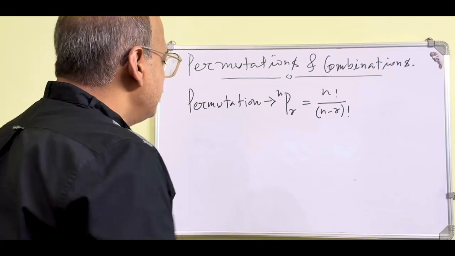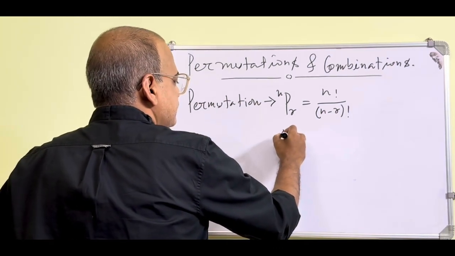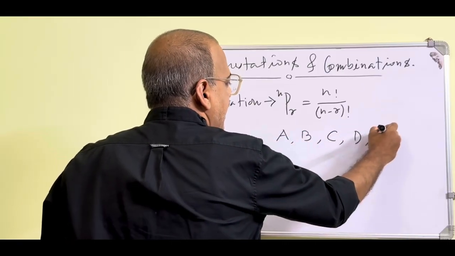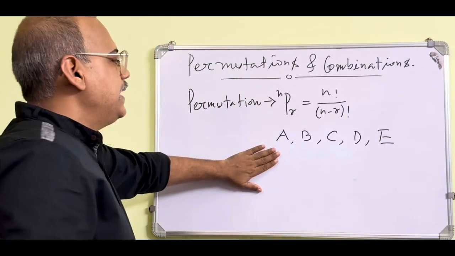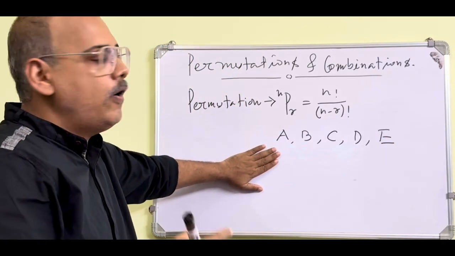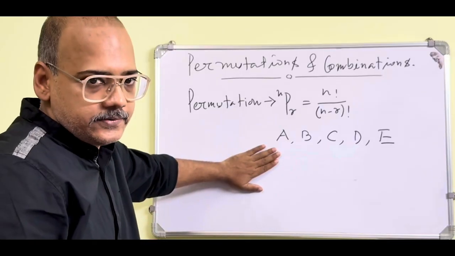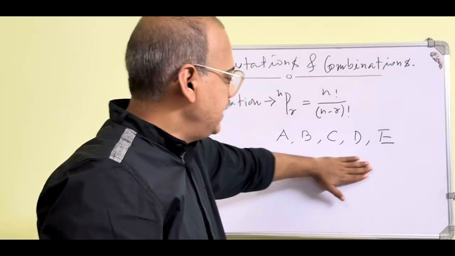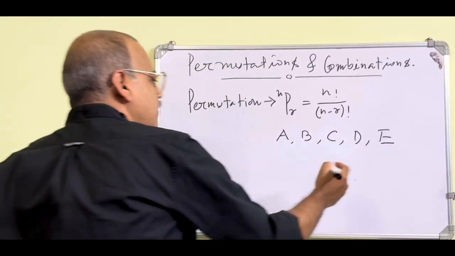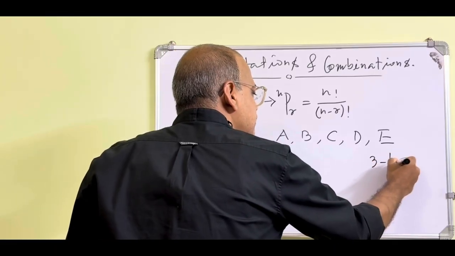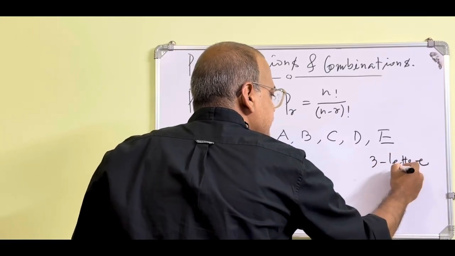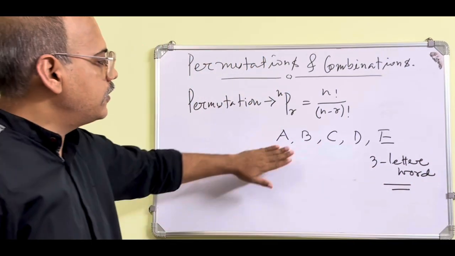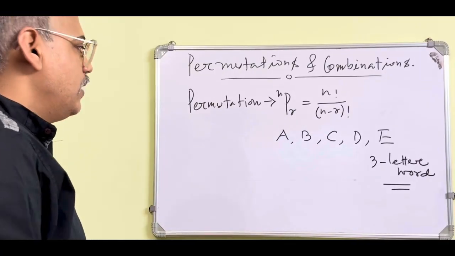I do have 5 letters A, B, C, D, and E, and have been asked to form 3-lettered words. So how many such 3-lettered words can I form out of these 5 letters? It's a very interesting problem. So how can I do that?